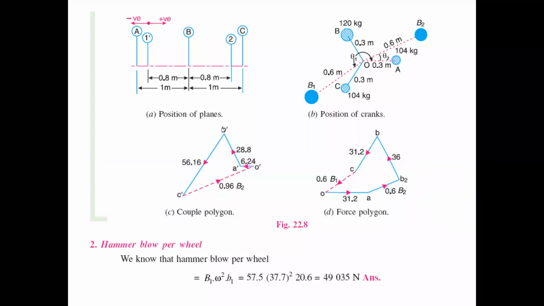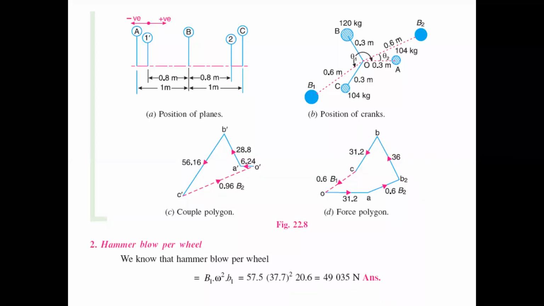The last value is 56.16, and its direction is MC. So draw a line parallel to our MC. That is our 56.16, which means nearly 11 centimeters. Just draw the 11 centimeter length. Now the polygon has a first and an end point: the first point is O dash, and the last point is C dash.